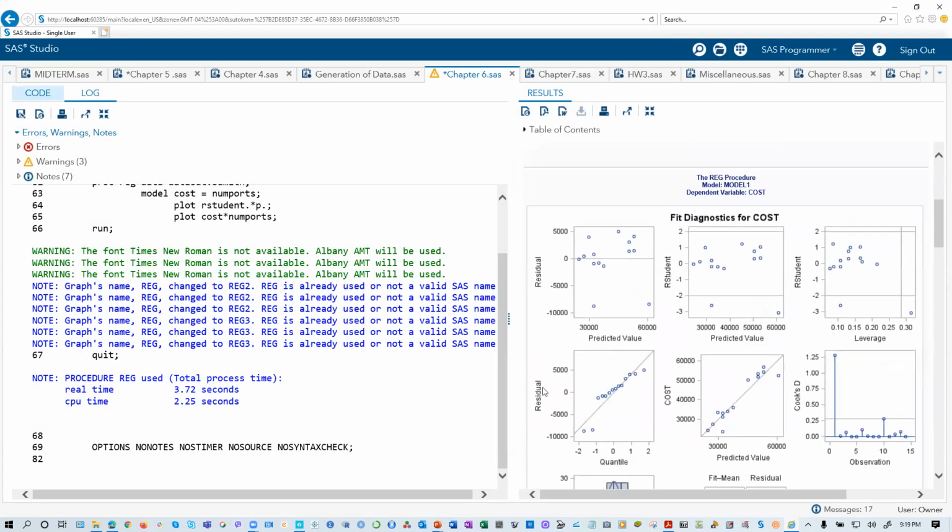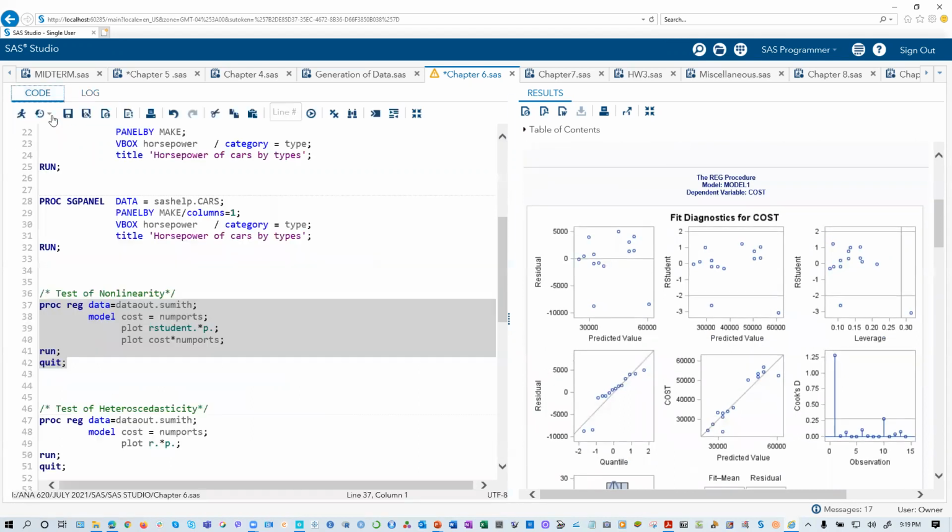These are the graphs we were talking about, the diagnostic test. Look at those. I need the regression model, cost, and the number of votes. We need the plot of R student versus the predicted value, okay? This one is for the residual, R studentized. R studentized means you're going to standardize. Studentized and standardized are pretty much the same thing.